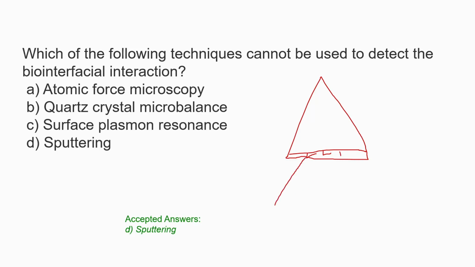then there is an incident light and a refracted light. This angle of incidence changes based on the interactions happening at this place. So that is how it detects changes of binding or dissociation of, or different interactions happening between objects. So all these techniques basically can be used to detect biointerfacial interaction except for sputtering.